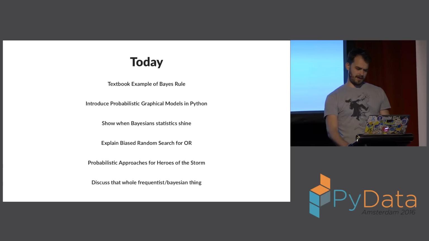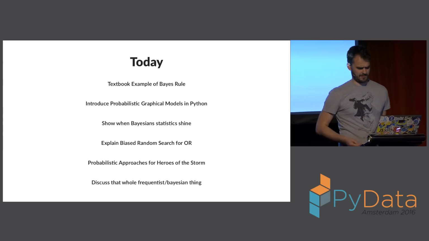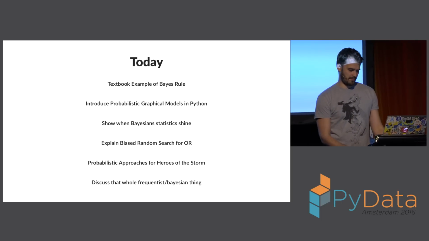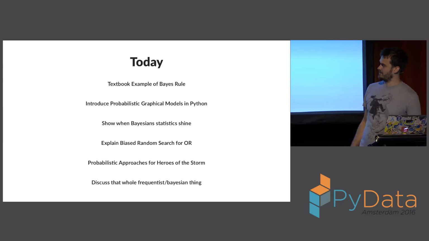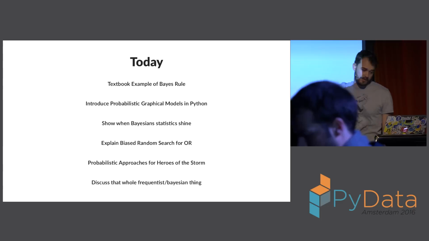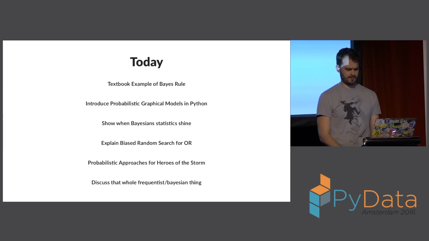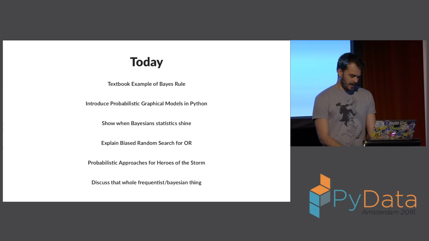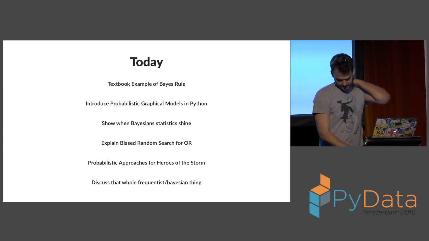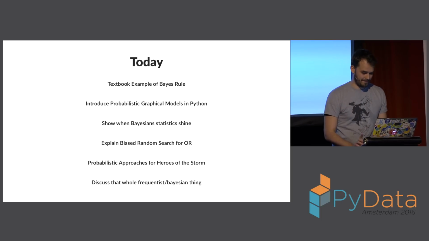It is going to be a little bit math heavy, so I'm going to give you guys a couple of textbook examples, introduce the idea of Bayes. I'm going to show you some moments when doing some Bayesian statistics really shines. I'm going to introduce how to do probabilistic graphical modeling in Python as well. I'll even give an explanation of how you can use Bayesian statistics to do OR algorithms. And then at the end, I'm going to show you guys a good algorithm to predict Heroes of the Storm match outcomes. I hope we're all excited about that.